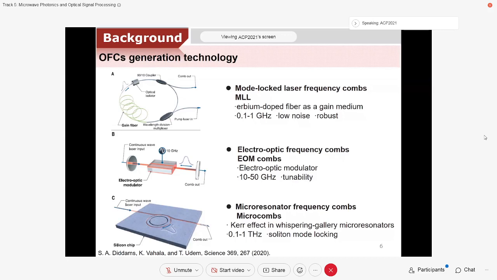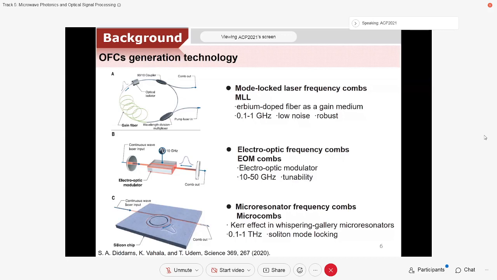The third method is micro-resonator frequency combs. It uses the Kerr effect in whispering gallery micro-resonators. Importantly, soliton frequency combs give a chance to on-chip optical clock generation. Its repetition rates range from 0.1 to 1 terahertz, and it depends on the physical size of the micro-resonator. Here, we present a novel method to generate an octave spanning comb with the repetition rate up to 40 GHz.